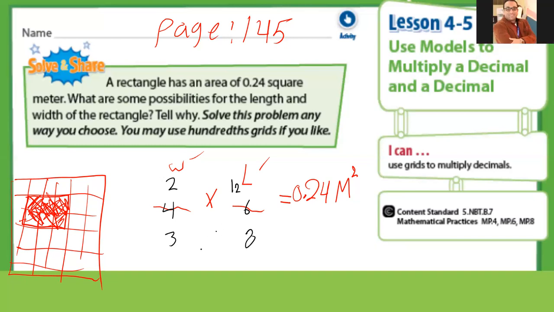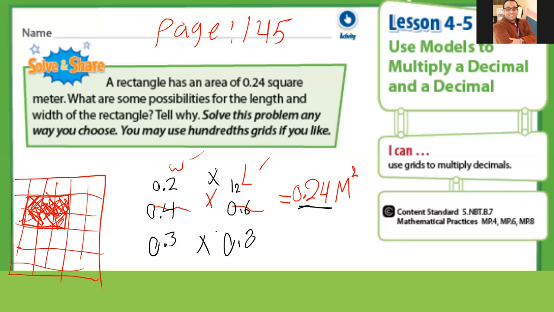Okay. All of them are acceptable, but the problem is how to locate the decimal point in all of them. I can put the decimal point here, 0.2 by 1.2, to get 2 decimal places. But it's different in 0.4 with 0.6. And here is also 0.3 by 0.8. All of them are acceptable as a correct answer.